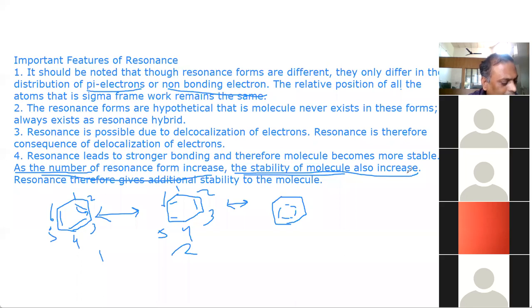Now some examples about the resonance. Any problem? No sir. Does anyone have a problem?